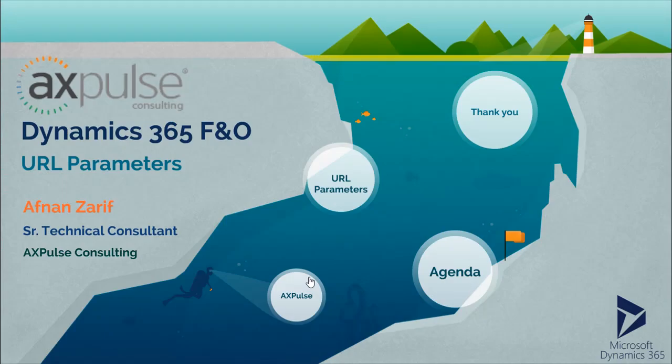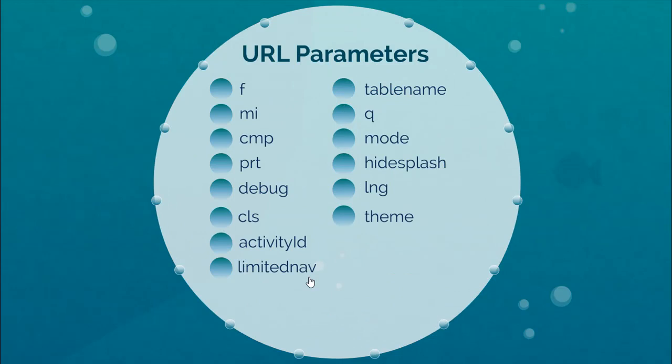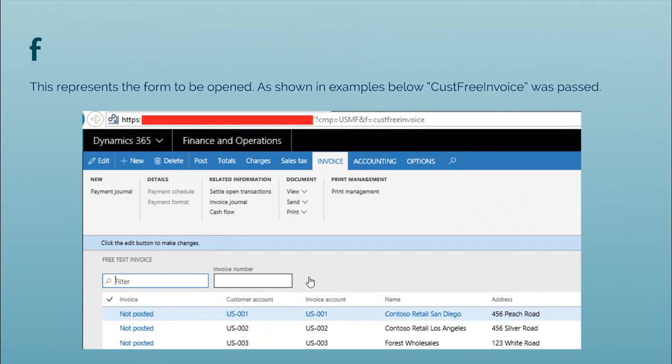Let's review all of them. We have almost 14 different parameter types acceptable to Dynamics 365 for finance and operations. Starting with F, it represents a form. This parameter is used to launch forms directly without navigating to menu items. As shown in the example over here, I've supplied a form name, CustFreeInvoice, which represents the free text invoice list page. Once the value has been passed to the form parameter, it lists all the free text invoices related to company USMF.